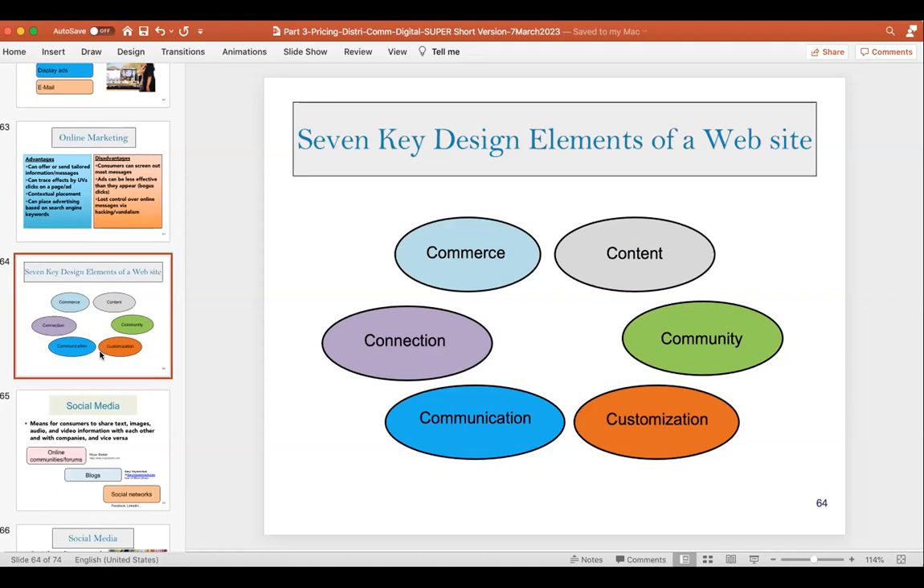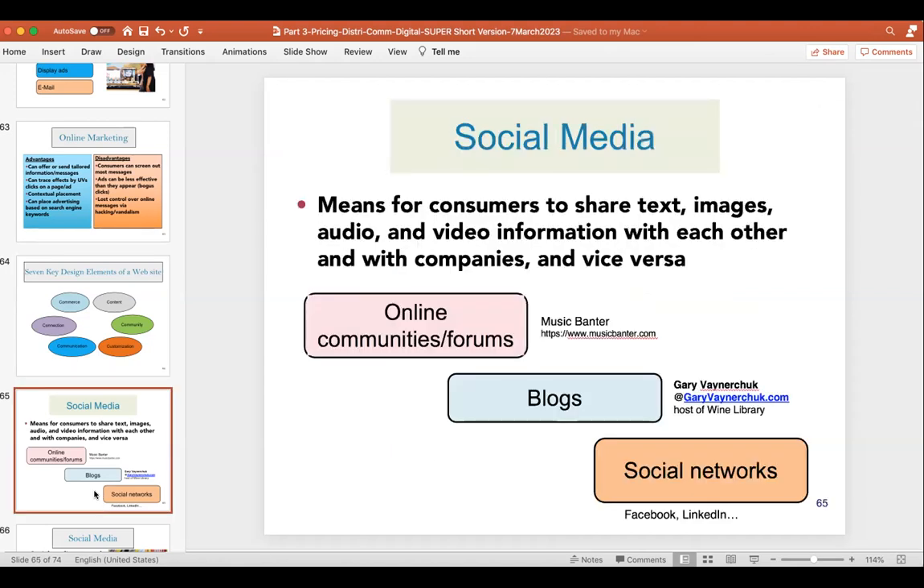So the 7 keys is that you need to create the content, you need to make sure that you have a community, you have some element of customization, that you think about the system of communication, one that is more effective for the type of customers you're going after, and then that you try to monetize something from this system.